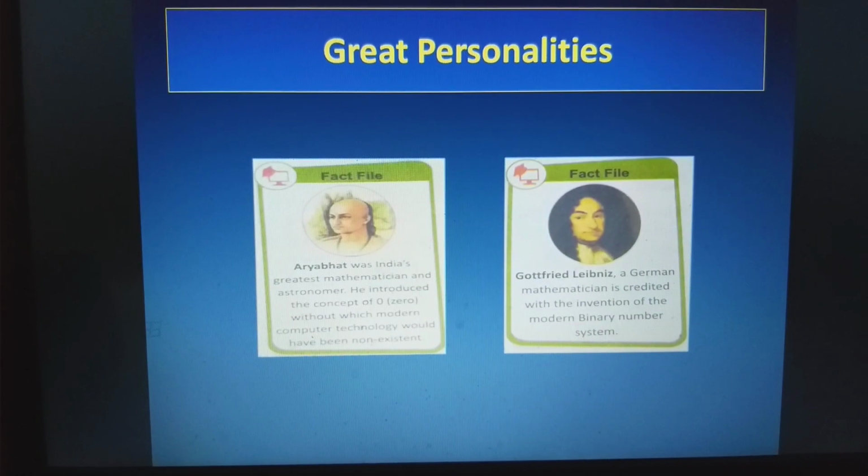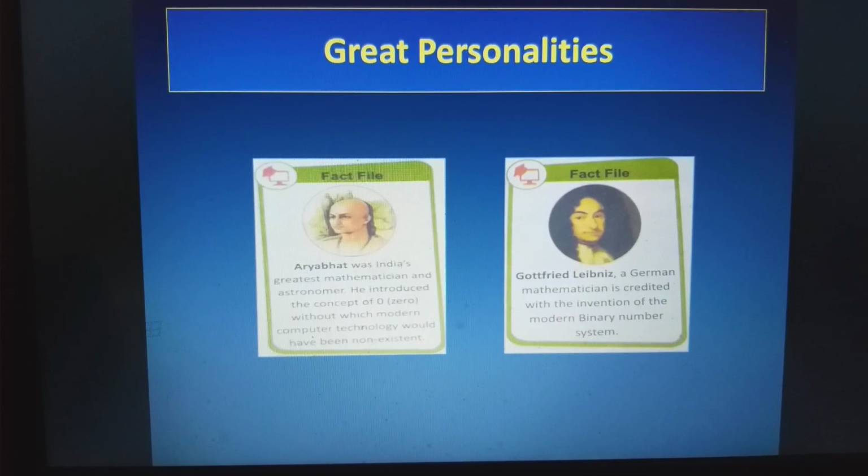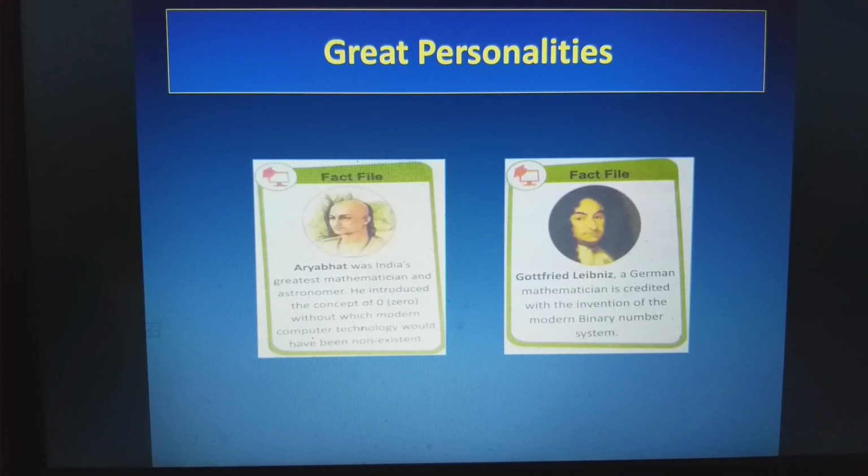In reference to this chapter, I am going to introduce two great personalities: Aryabhata, India's greatest mathematician and astronomer, who introduced the concept of zero, and Gottfried Leibniz, a German mathematician who introduced the modern binary number system.